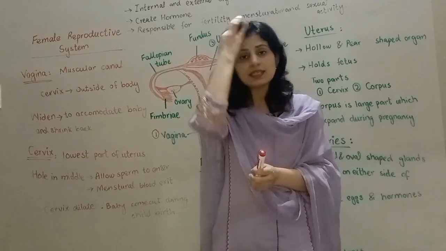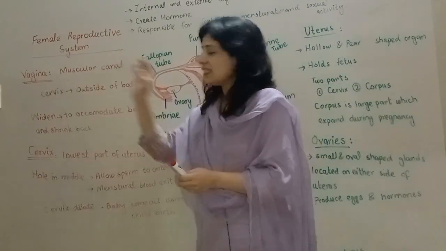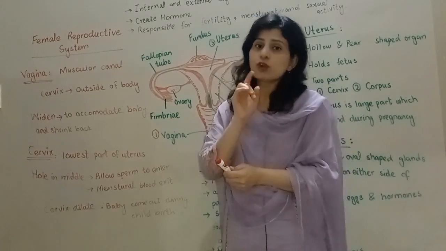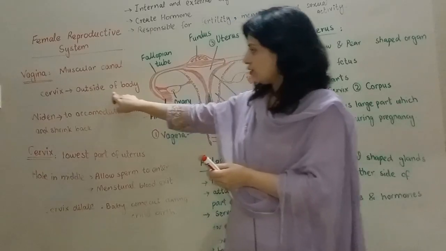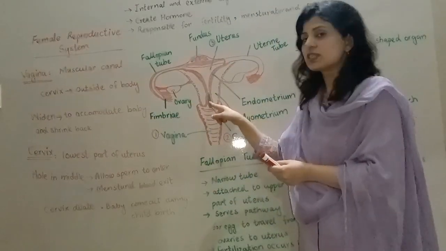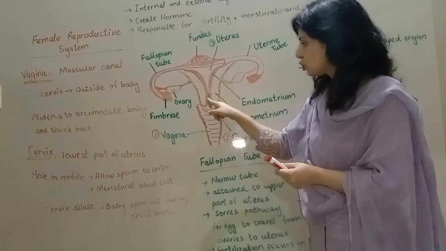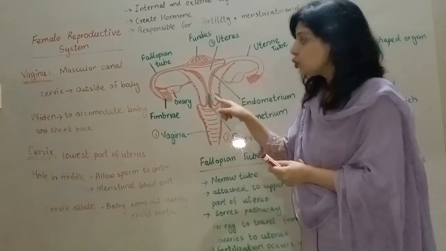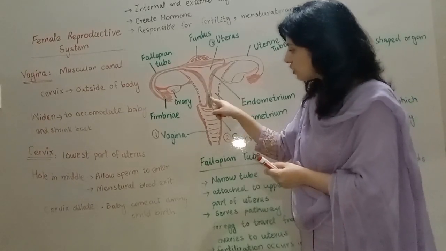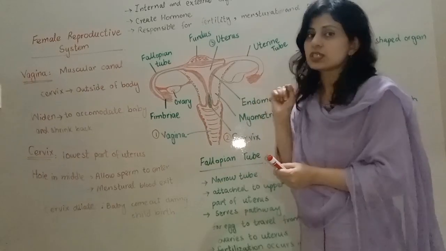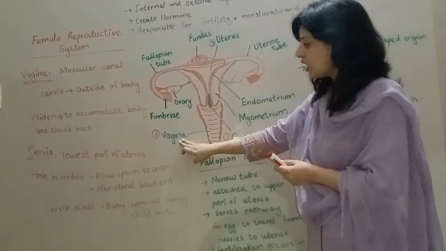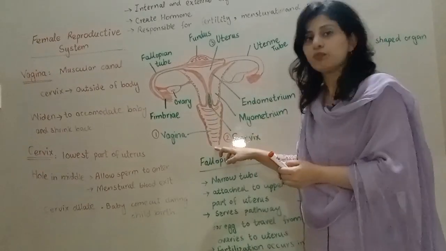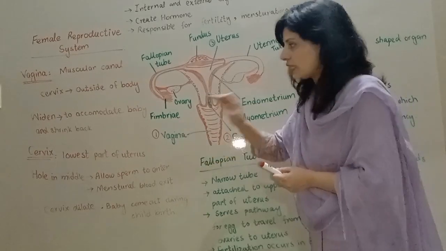The very first part is the vagina. The vagina is a muscular canal made up of muscles, and it extends from the cervix to the outside of the body. Below the uterus is the cervix, and after the cervix the vagina starts. The cervix is the portion which connects your vagina to the uterus. The vagina is located below the cervix to the outside of the body.